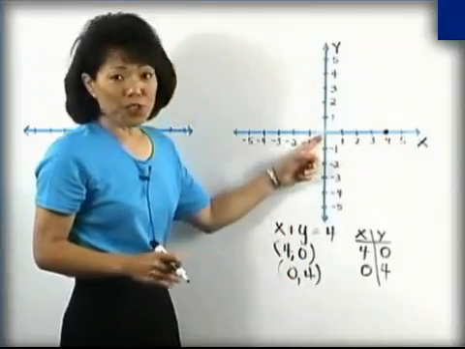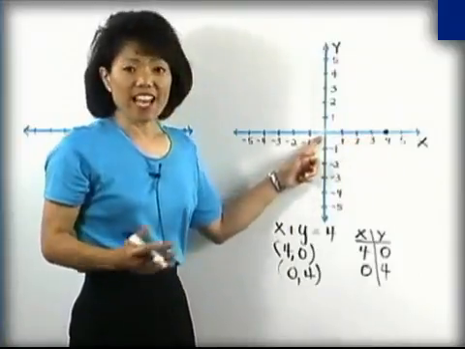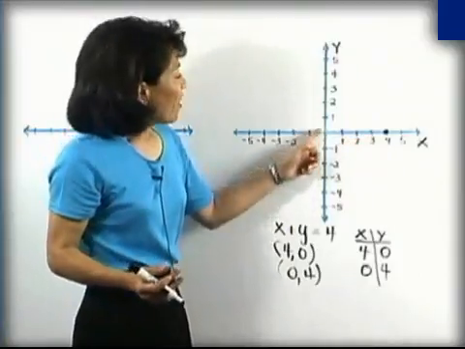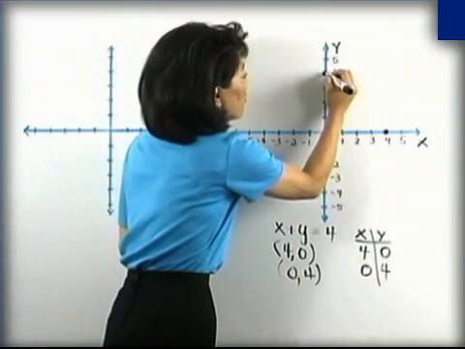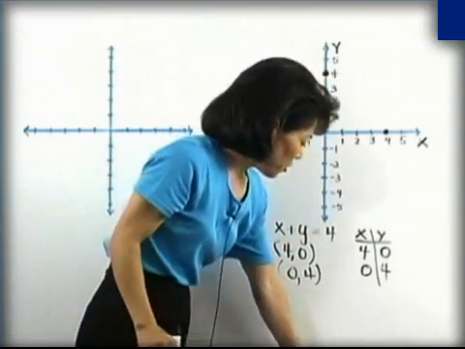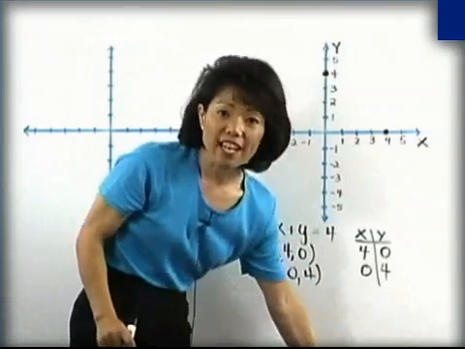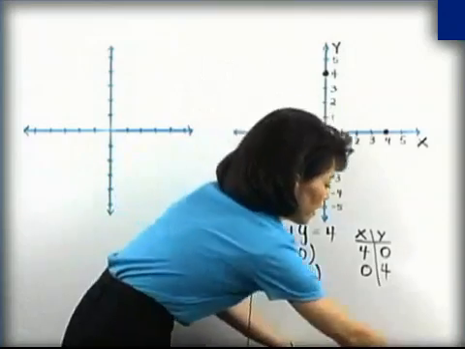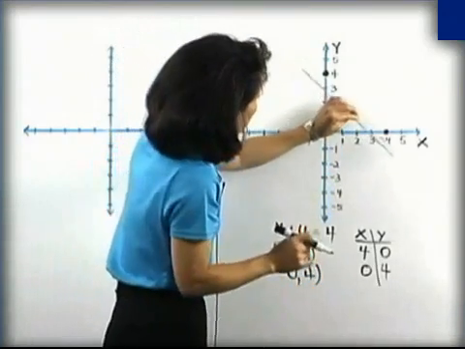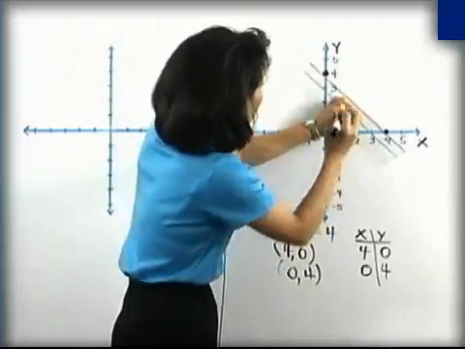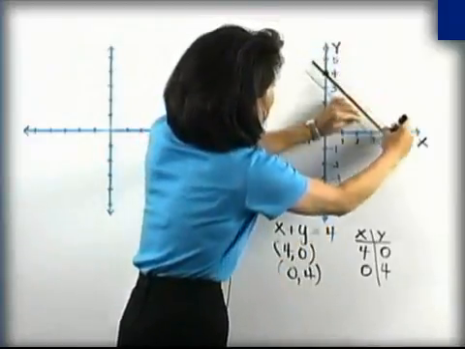(0, 4). Again, starting at my origin, I'm not going in any direction on my x-axis since x is equal to 0, and then I go 4 in my y direction, and that's positive 4. Once I plot those two points, in order to graph the line, all I have to do is connect those dots. It's kind of like connecting the dots. We're going to take a straight edge, put it between those two points, and simply draw the line.